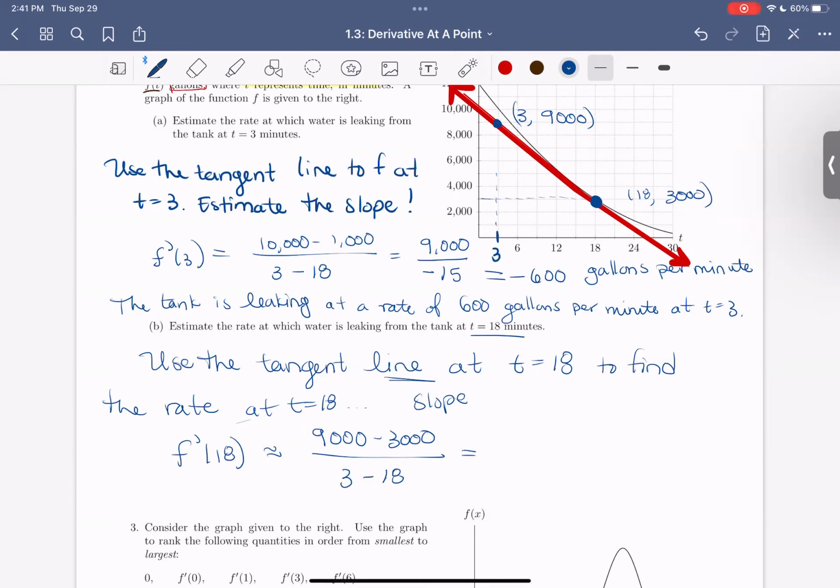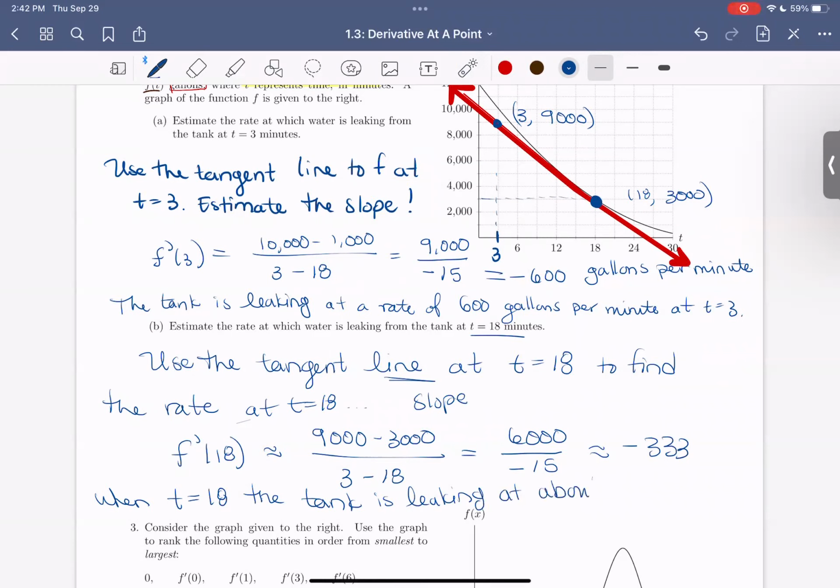Now 9,000 minus 3,000 gives us 6,000. 3 minus 18 is negative 15. So we compute that quotient, and we get about negative 333. So the tank is leaking water at a rate of 333 gallons per minute at t equals 18. So we can say when t equals 18, the tank is leaking water at about 333 gallons per minute.